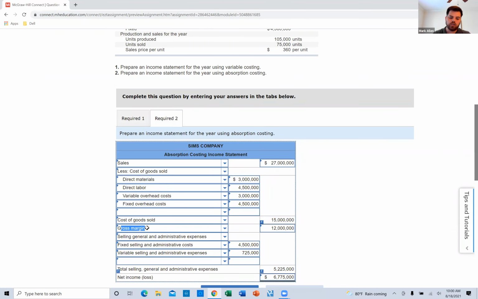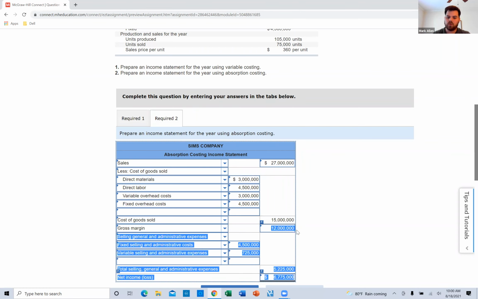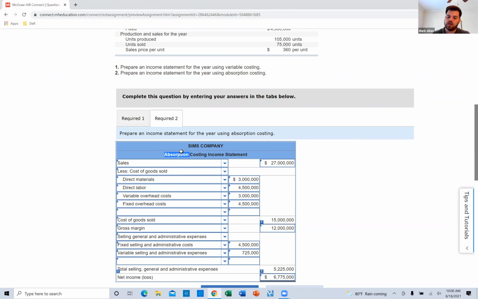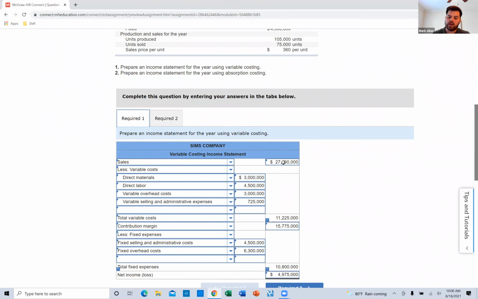Right, here's gross margin after that initial subtraction of sales minus cost of goods sold gives us gross margin under absorption, but under variable, that initial subtraction of sales minus variable cost gives us contribution margin. So be very, very careful as you study this chapter. Be very diligent in your terminology and make sure you're being very precise with it. Make sure you're not getting those terms flipped around.